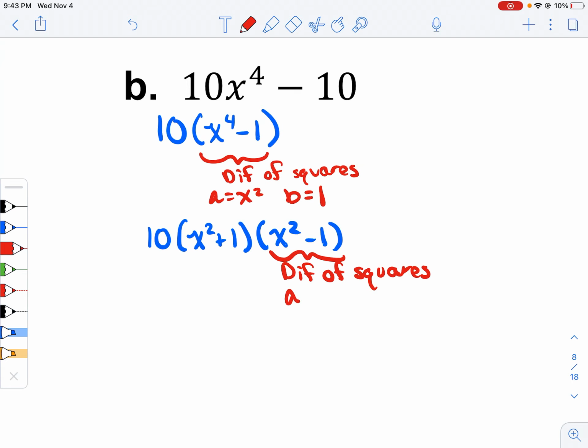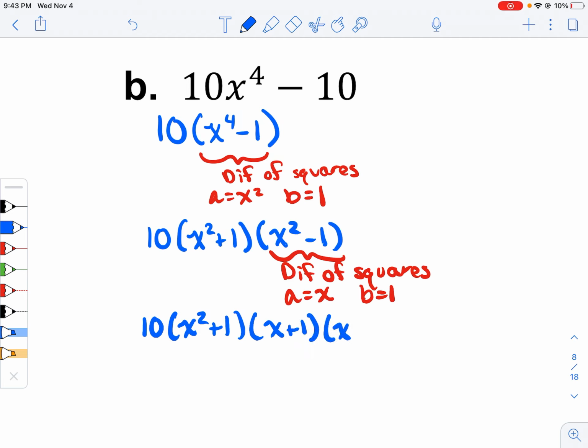This time, my a will be x, and my b is still 1. So this would factor as 10 times x squared plus 1 times x plus 1, x minus 1. And now it's completely factored. So you can see these can go on a little bit. They're going to require more than one step.